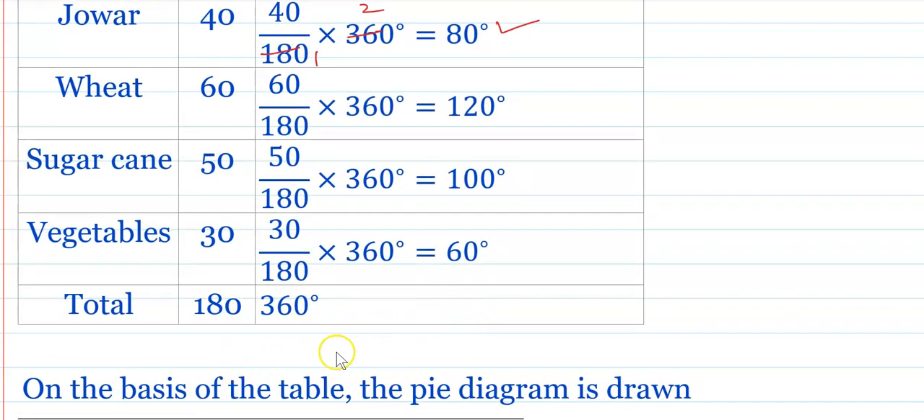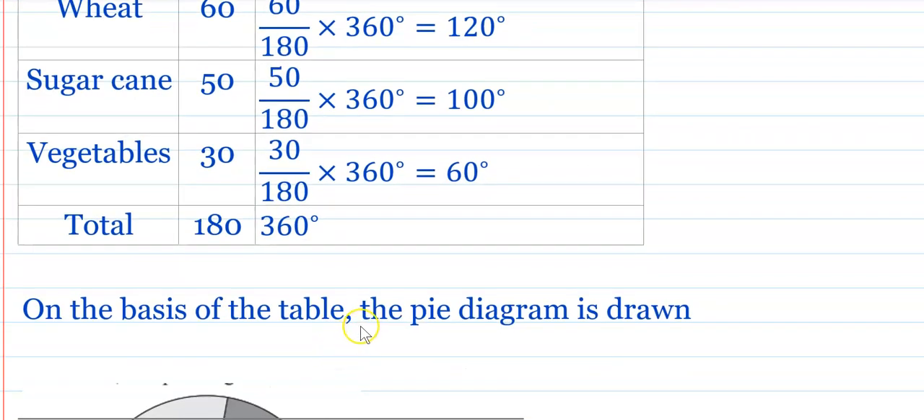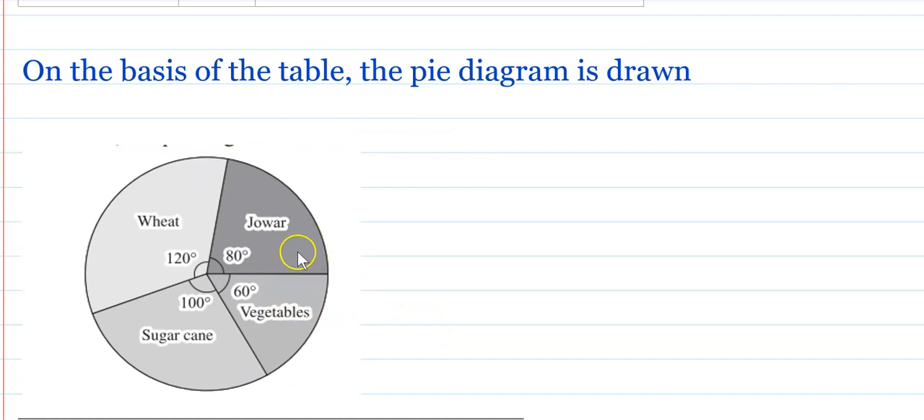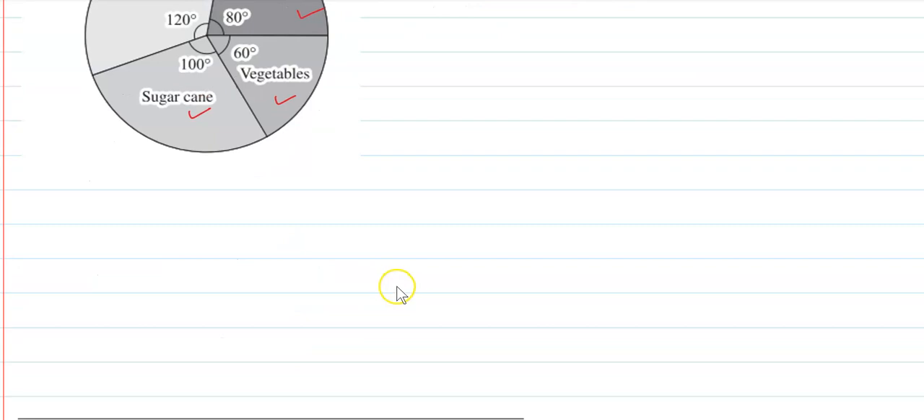Okay. On the basis of the table, the pie diagram is as follows. This is for the jowar, wheat, sugarcane, and the vegetables. You can draw this type of pie diagram. Now the next.